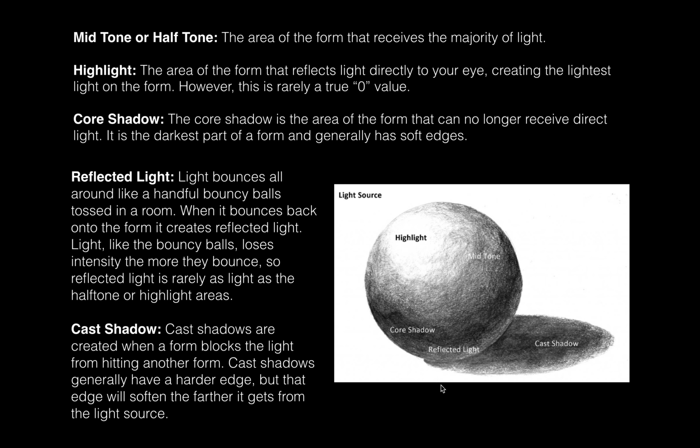And then we have the cast shadow. Cast shadows are created when a form blocks the light from hitting another form. So cast shadows generally have a harder edge, but that edge will soften the further it gets from the light source. So if something is really close to the light source, it'll have a really intense cast shadow with really intense edges, and then softer the farther away from the light source.